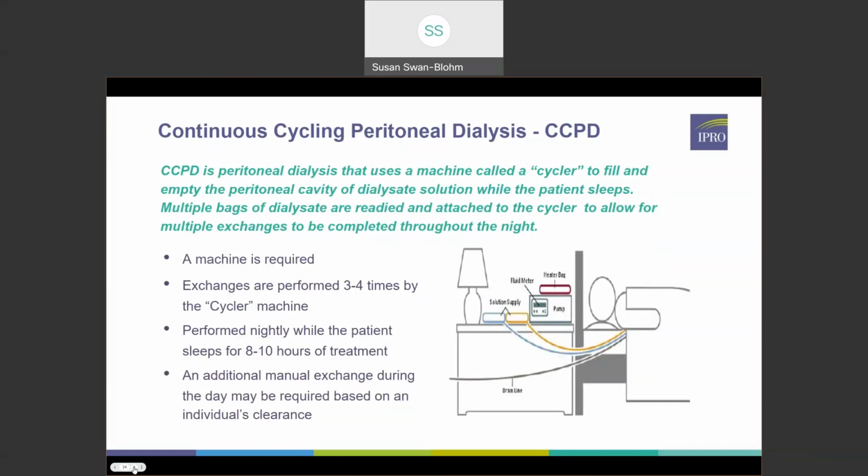Multiple bags of dialysate are needed to complete the 3 to 4 exchanges performed over the 8 to 10 hours as ordered by the physician. CCPD is performed 7 days per week, and additionally, an extra treatment or CAPD manual treatment may be needed during the day based on individual clearances.